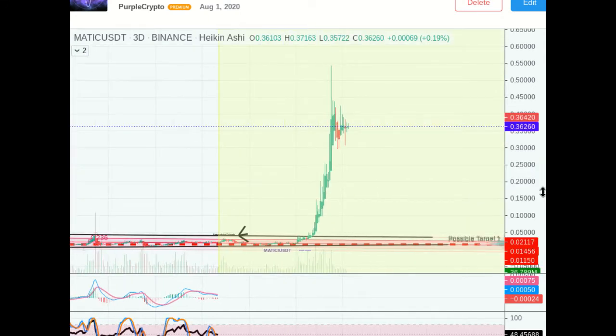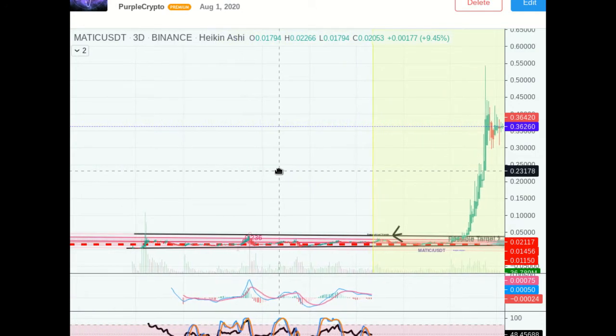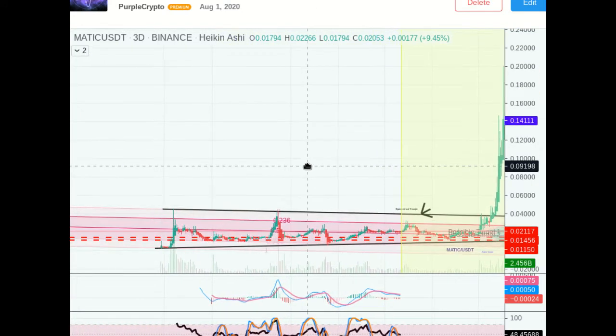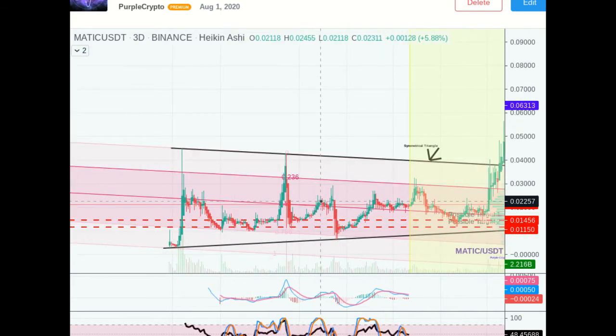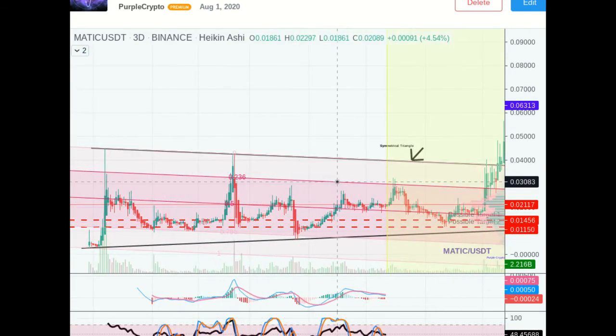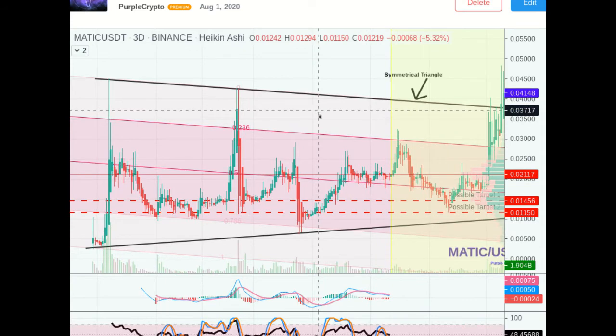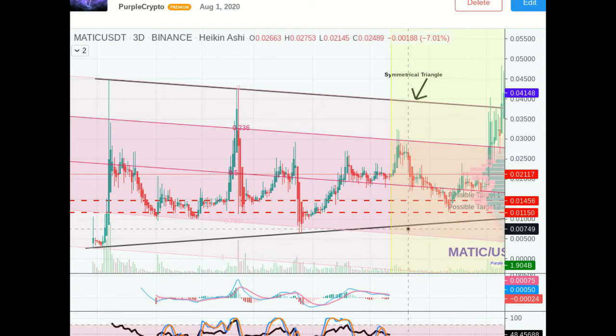Okay, it's taking its time, and you can see the breakout of the symmetrical triangle was quite spectacular. Let's zoom in here a little bit. Okay, so as you can see, it did go up again, stayed within the 50% section of that fib channel, came down, hit our target lines, and headed up, and then broke out of the triangle.